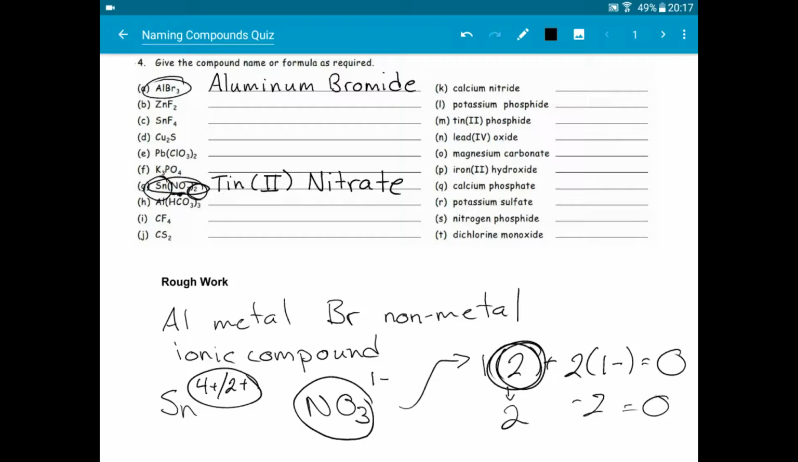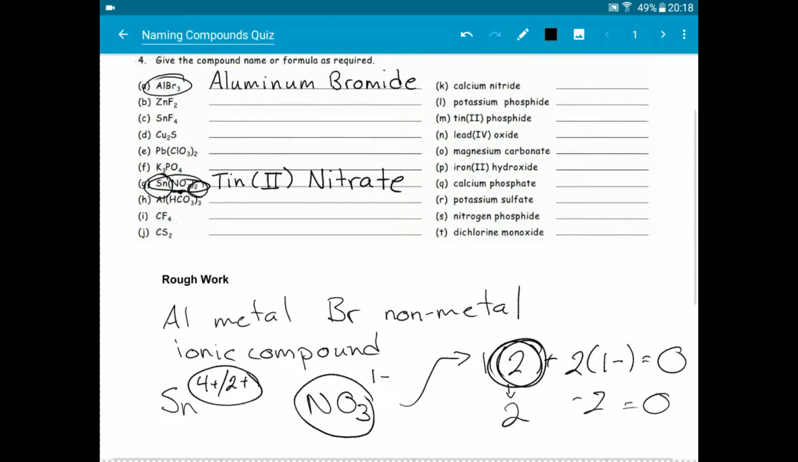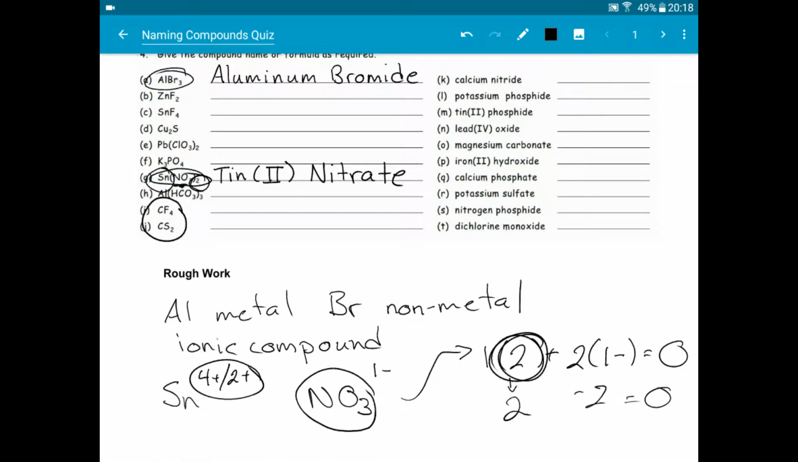And really that's kind of the hardest one that there is on this list. The only other thing here is if you have 2 non-metals, they're going to form covalent bonds and be a molecular compound. So in this case we have carbon. Notice I didn't write monocarbon. If it's the first element and there's 1, you just write the element's name. And now we have 4, so this is tetra, the prefix for 4, fluoride. Okay, and that's how you name the compounds.